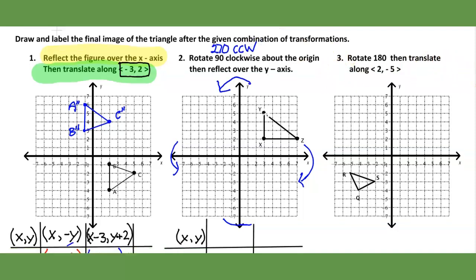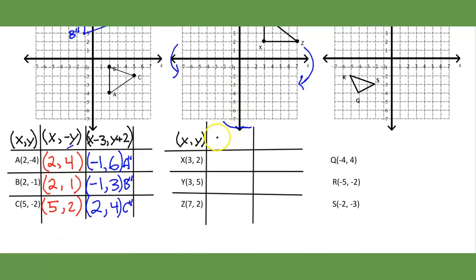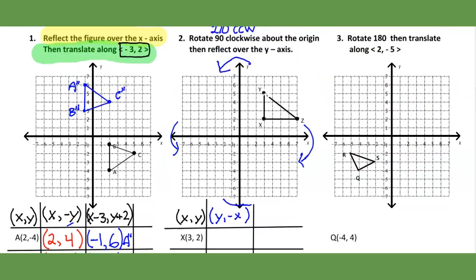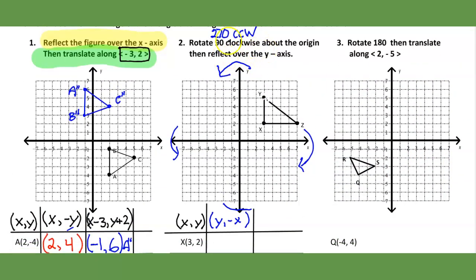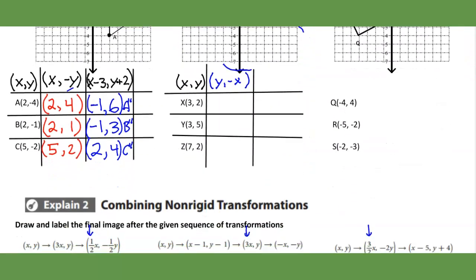In that case, the proper transformation is what? Y negative x. Okay, good. And then let's see here, reflection over the y-axis. What is that? Reflection over the y-axis. What does it say on the paper? Negative x y. There we go. So we're going to do first the rotation, then the reflection.